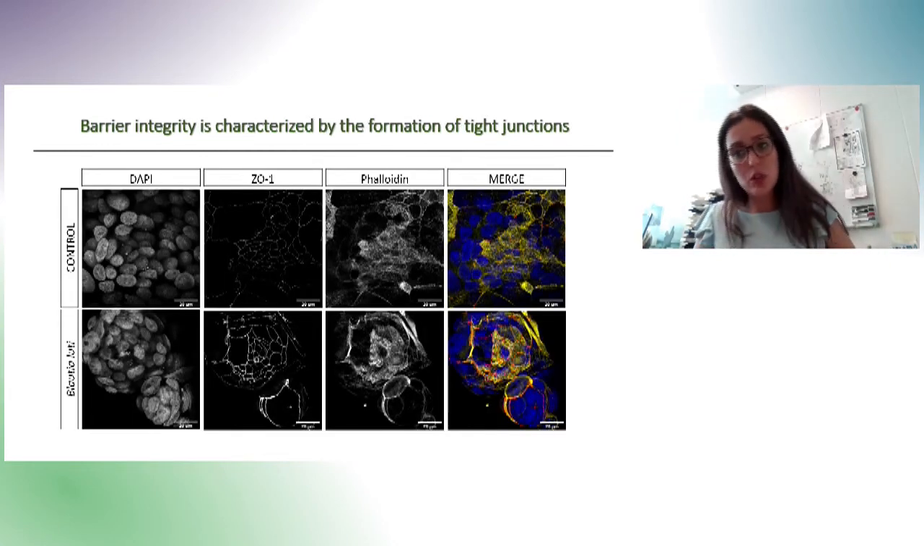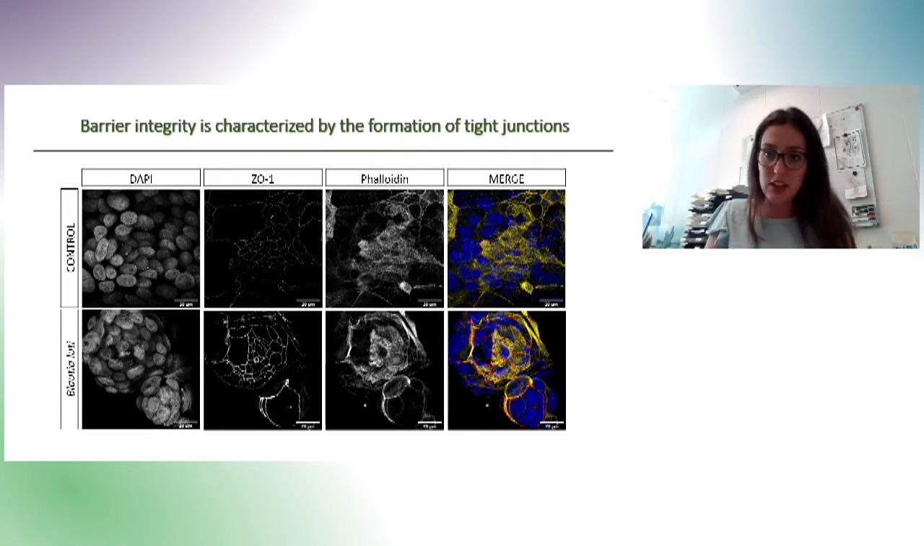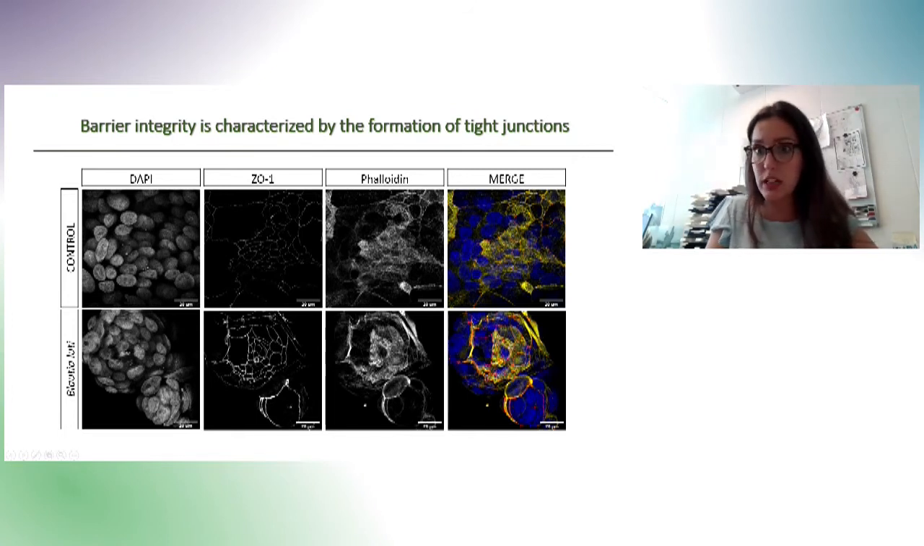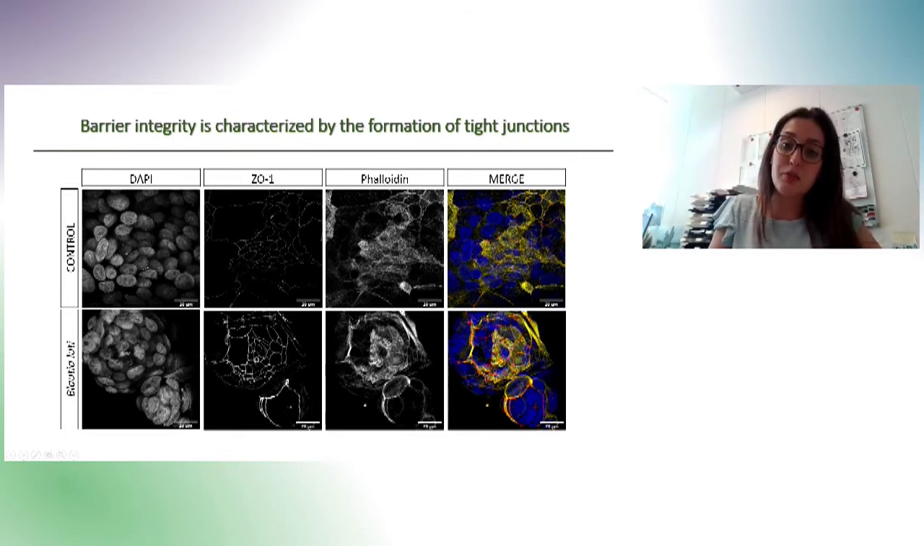Another thing that we also assessed was the formation of tight junctions, because Blautia has been associated also with the formation of tight junctions in epithelial cells. And when we compare the control group with the one stimulated by Blautia, you can see that there's the formation of more tight junctions when we label them with occludin 1.